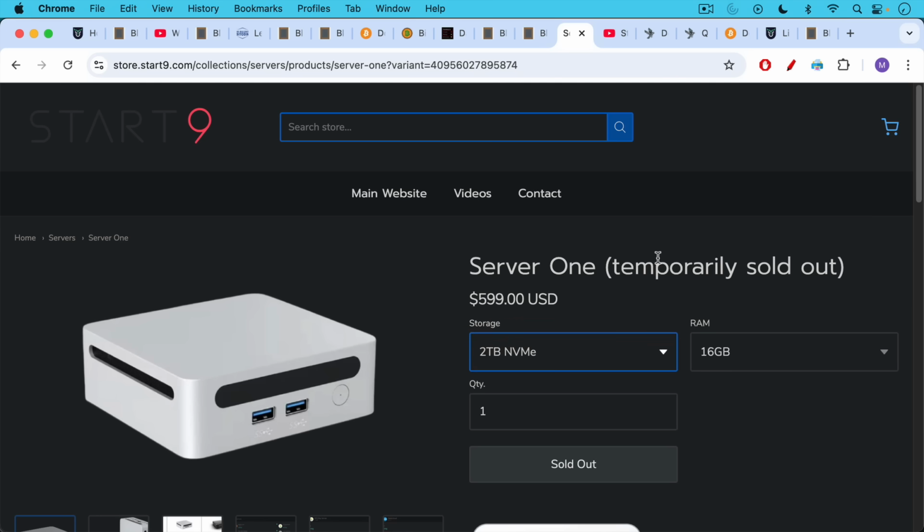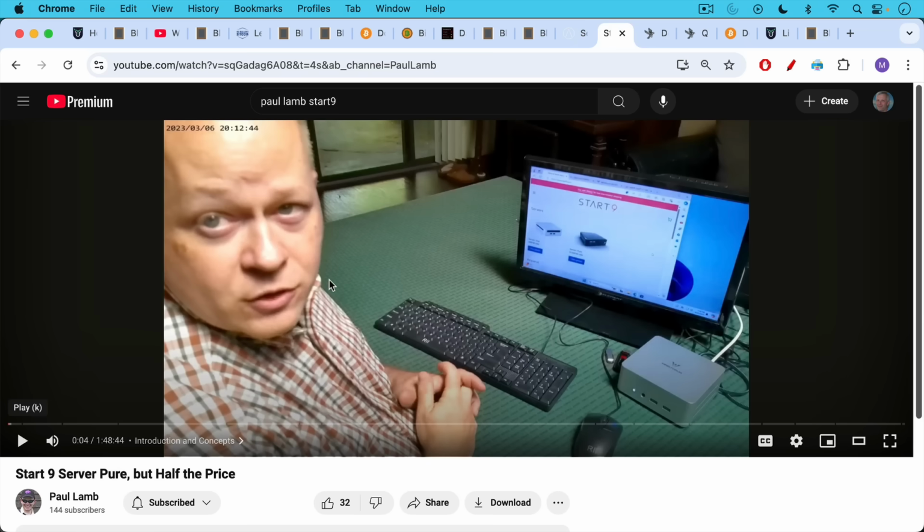And when this is sold out, or if this is too much money, Paul Lamb has a great video here on his channel, how to build your own Start9 server, pure, at half the price. So that'd be the upgraded, even more expensive Start9 server. I'll put a link to this in the description notes below.